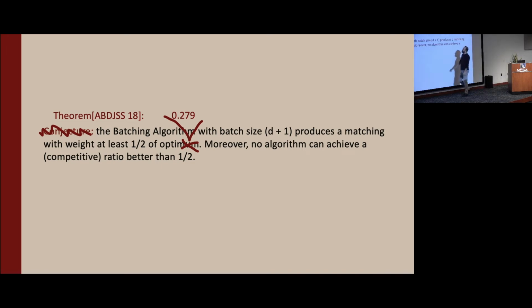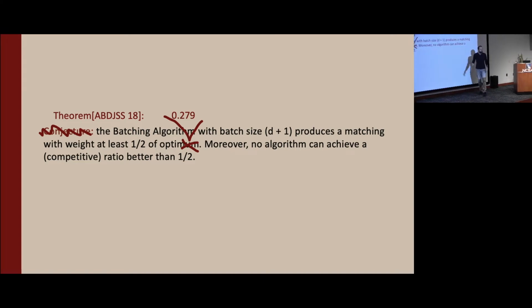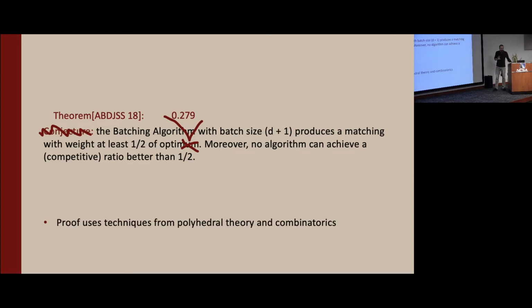But what we can do is the following. We can show, not half of the optimum, but we can prove that it's at least 0.279, 27% of the optimum. The proof, and I'll tell you just a little bit of it, uses techniques from polyhedral theory and combinatorics.